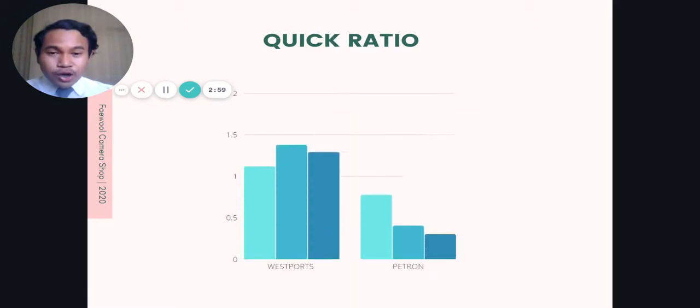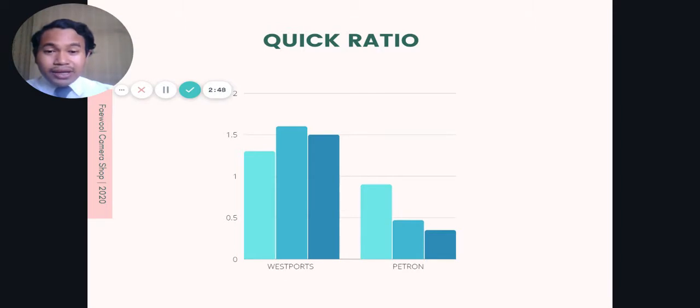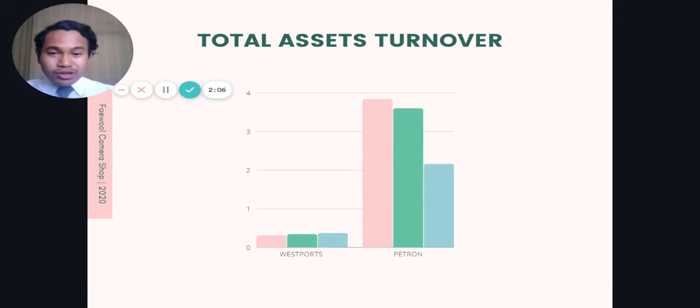Next, move on to the next slide, which is the quick ratio. Quick ratio is quite similar to the current ratio, but the difference is that the quick ratio is used in order to determine whether a company is able to pay for their current obligations using their most liquid assets. As you can see, Westport's ratio is quite similar to their current ratio, which keeps increasing in 2019 but decreases back in 2020. It is not a bad thing because the decrease is not too huge compared to Petron, where their ratio is slightly decreasing from year to year. So it is clear that Petron is having difficulty in paying for their current obligations using their most liquid assets in 2018 until 2020.